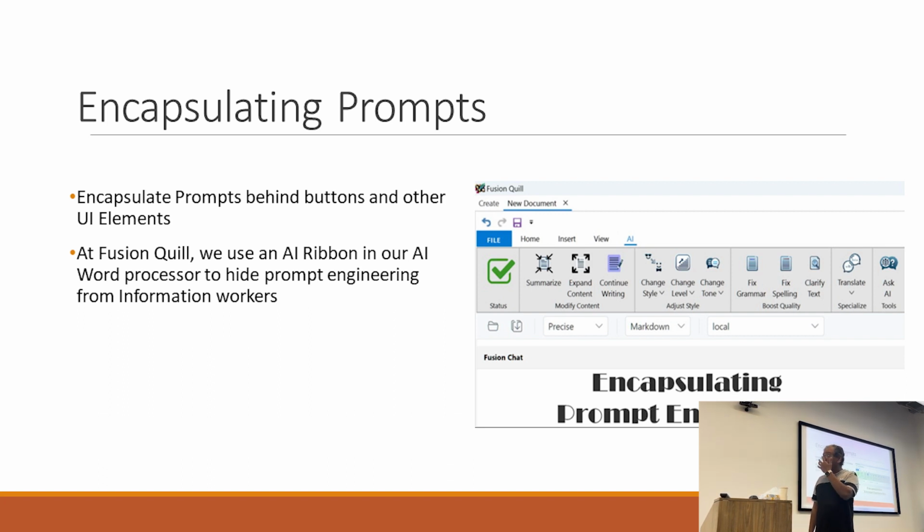Again, this is the standard graphical user interface thing where you do a selection and then you do an operation. You use the menu or the toolbar or the ribbon button to tell it what operation to do. So we have put in expand content, continue writing, change style, translate, and all that.